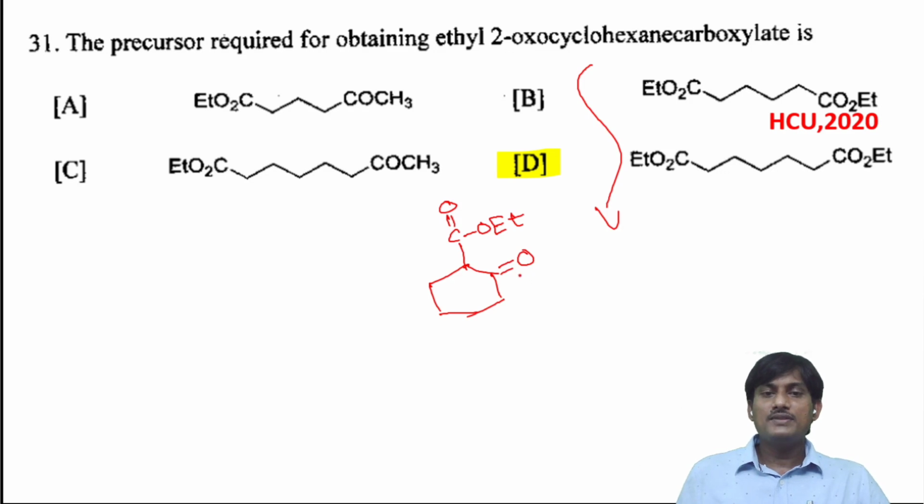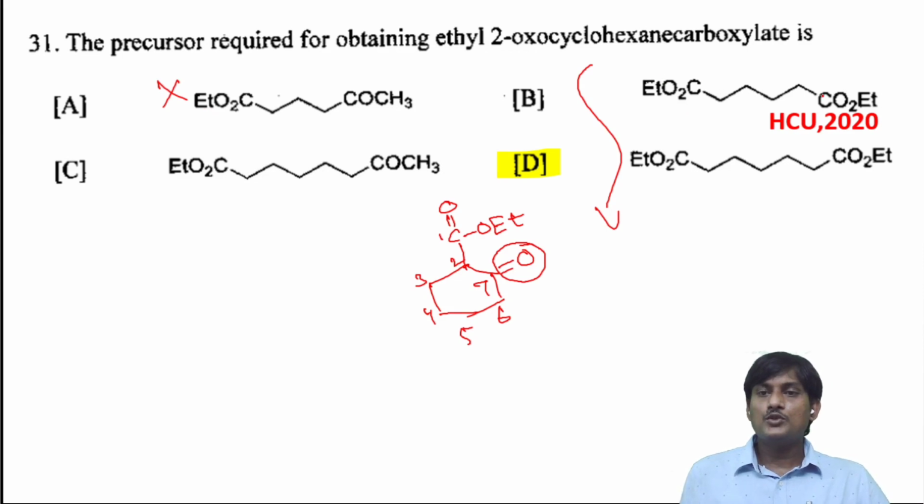Okay, here how many carbons are there? 1, 2, 3, 4, 5, 6, and 7. To get beta keto esters, it's an intramolecular Claisen condensation or Dieckmann condensation. To perform intramolecular Claisen condensation or Dieckmann condensation, the molecule should have two ester groups. So this one is not correct.